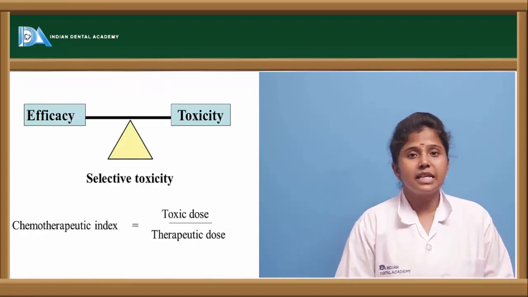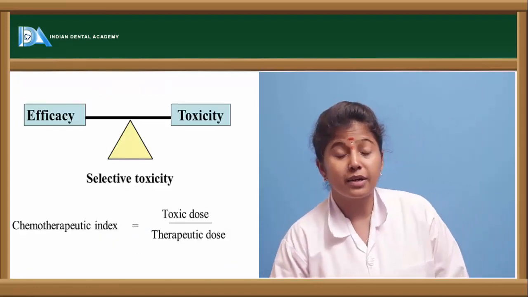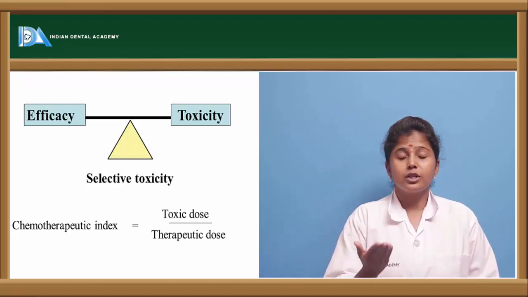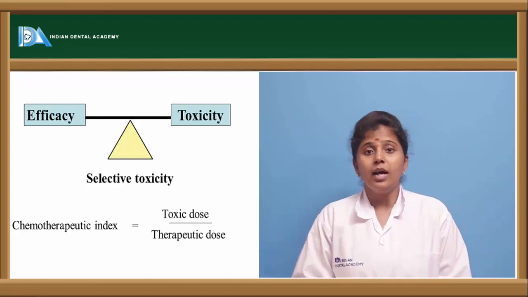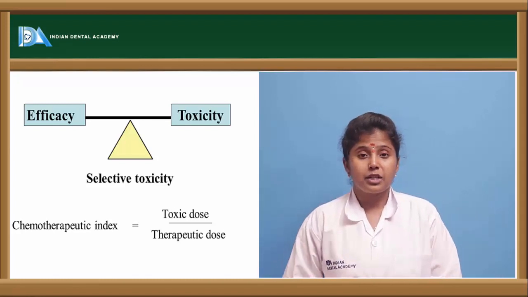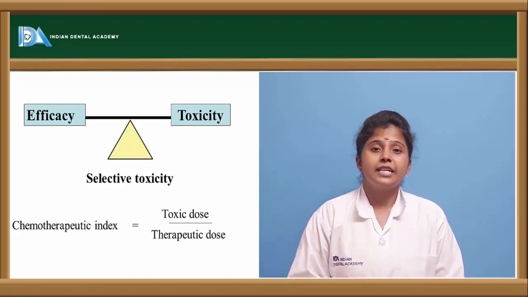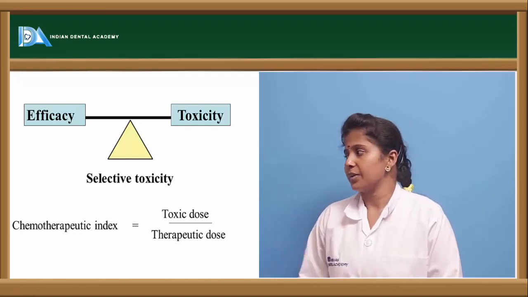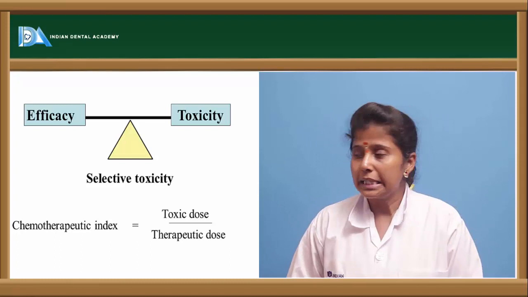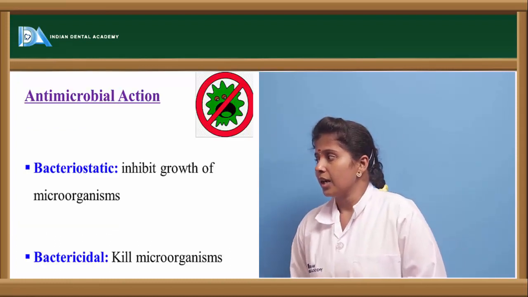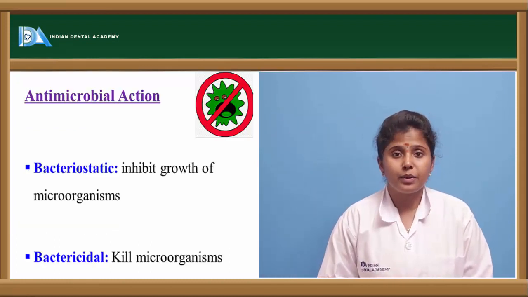So the antimicrobial should have selective toxicity. It has efficacy as well as toxicity, but it should be efficient for the patient and toxic to the microorganism. And the chemotherapeutic index is the ratio of toxic dose to the therapeutic dose. It should also have antimicrobial action.